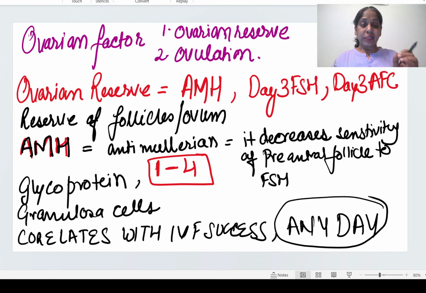Now let us see what day 3 is. What are the tests which we do on day 3? The tests we do on day 3 are FSH and antral follicle count. If the follicles are failing, it is ovarian failure, so you know that FSH increases. It is the earliest parameter. Didn't we learn in menopause yesterday? So day 3 FSH: if FSH is increased, then it means it is a case of ovarian failure. Then the antral follicle count.